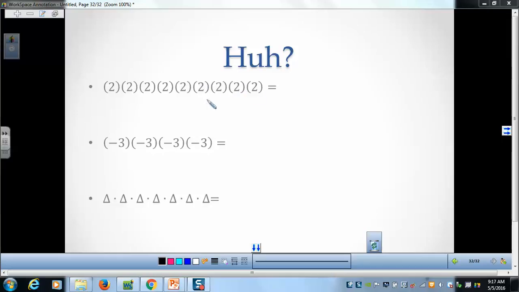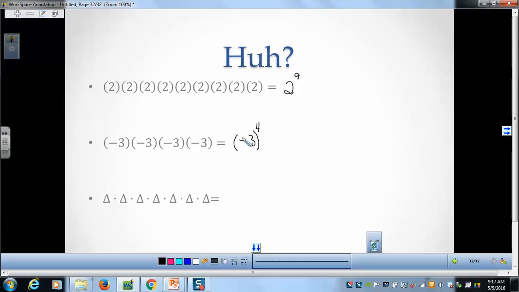A way of writing that would be just 2 to the 9th power. The base of the exponent, which is this number, is telling you what is being multiplied. So this is telling us that we are multiplying 2. The exponent is telling you how many times you are multiplying that number. So when I have negative 3 times negative 3 times negative 3 times negative 3, I'm multiplying negative 3 four times.